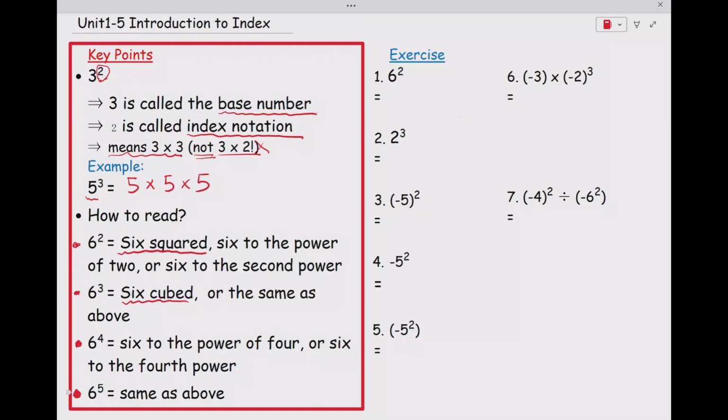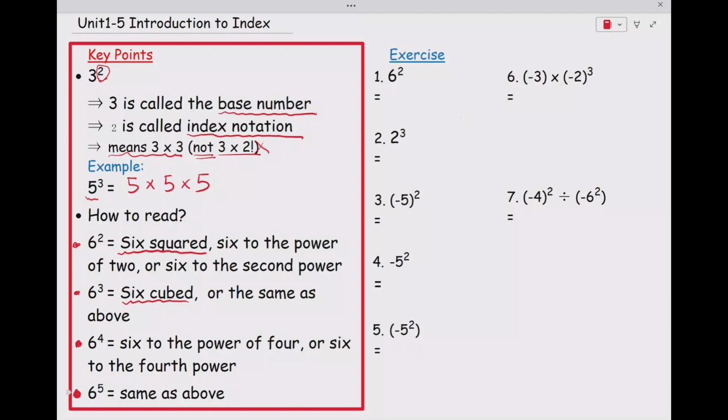Now, let's take a look at the exercise. If you think that you can answer these questions yourself, feel free to stop this video and try it yourself first. If you are not so sure, then let's continue to look at this together.